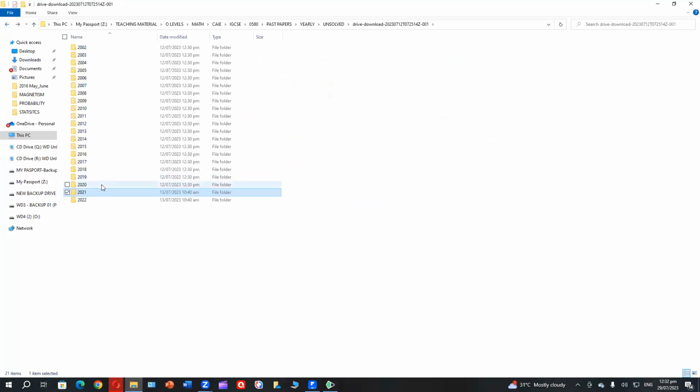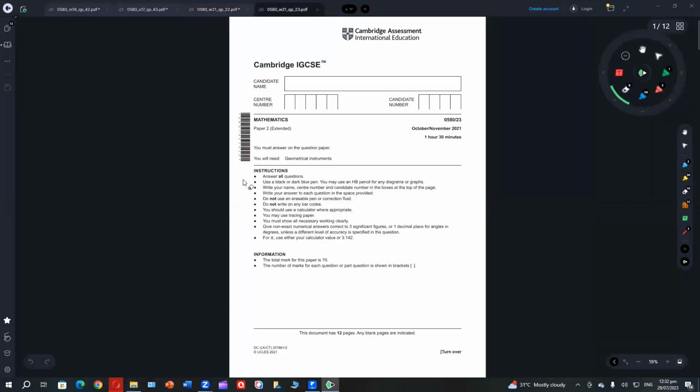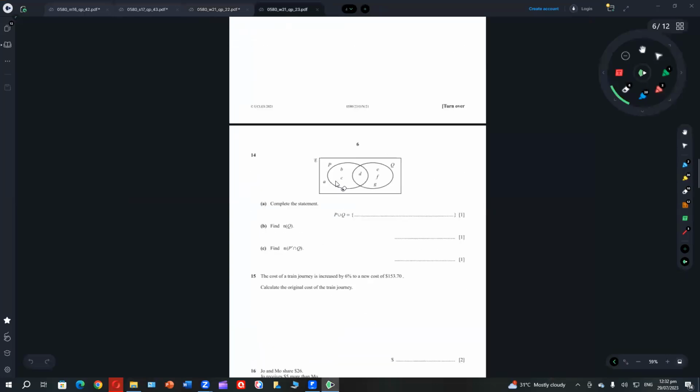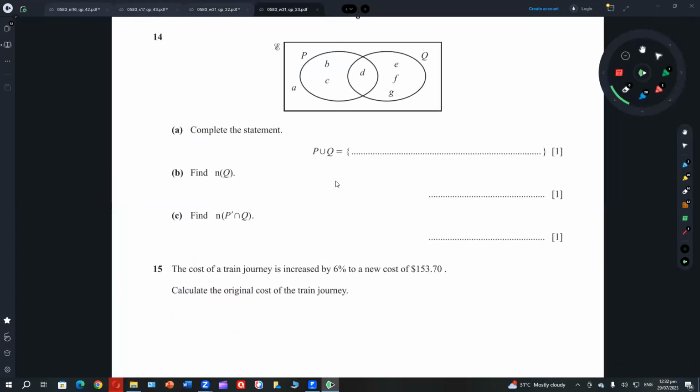October, November 21, paper 23, question number 14. Is this the question? Yes. Complete the statement. The similarities between P and Q, common numbers. Complete the statement. P union Q is equal to this thing. P union Q. So P and Q combined.